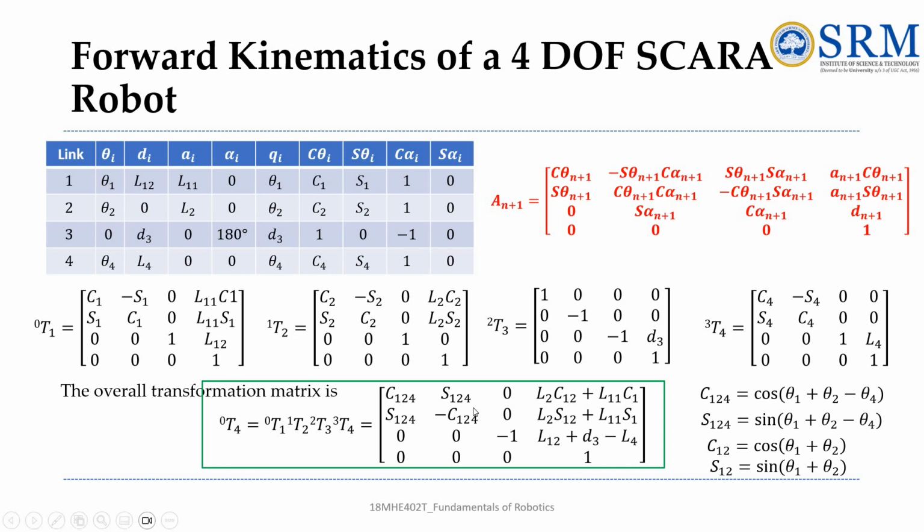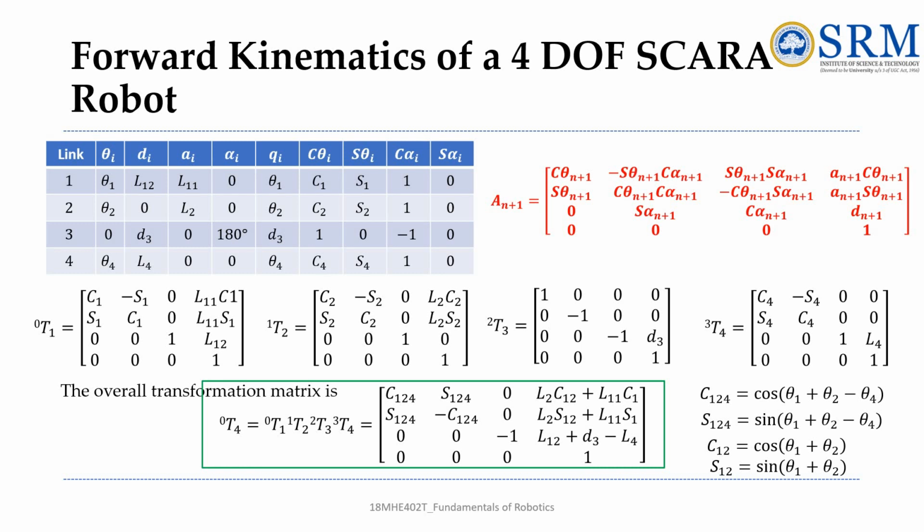So what is this in the transformation matrix? What is this represented as? C124, S124, the expansion is given. So C1 is for theta 1 and theta 2, okay, and theta 4. Okay, so how it is named, its expansion is given. So the matrix is in the form of a simplification, and the expansion is given for all the C and S, that is cos and sine.